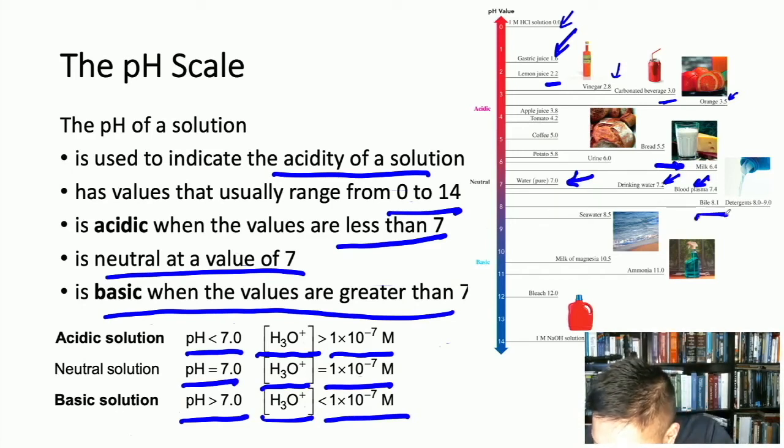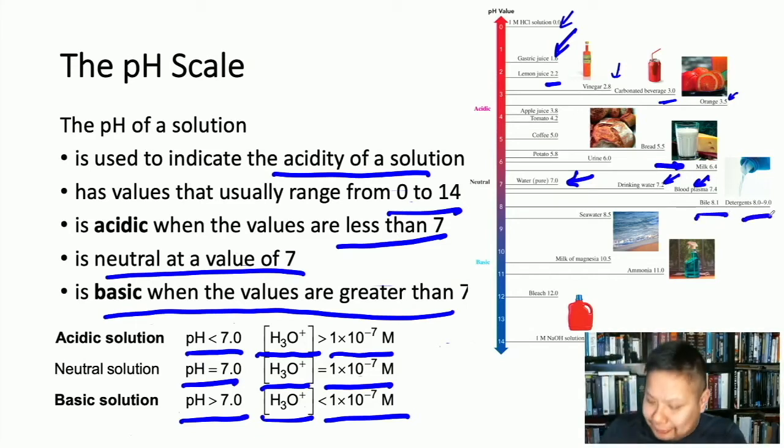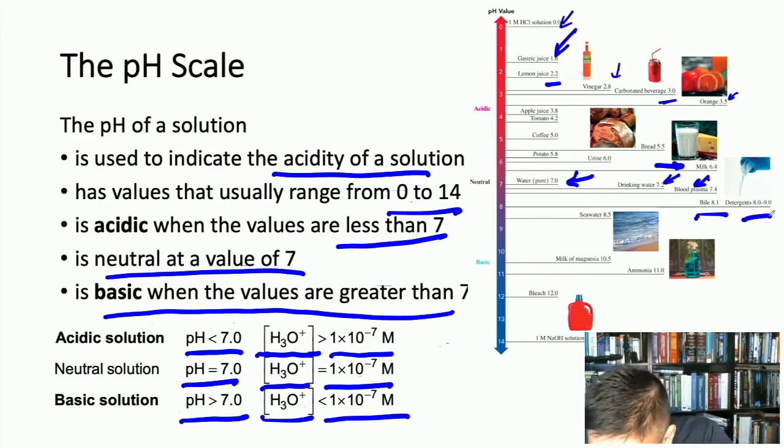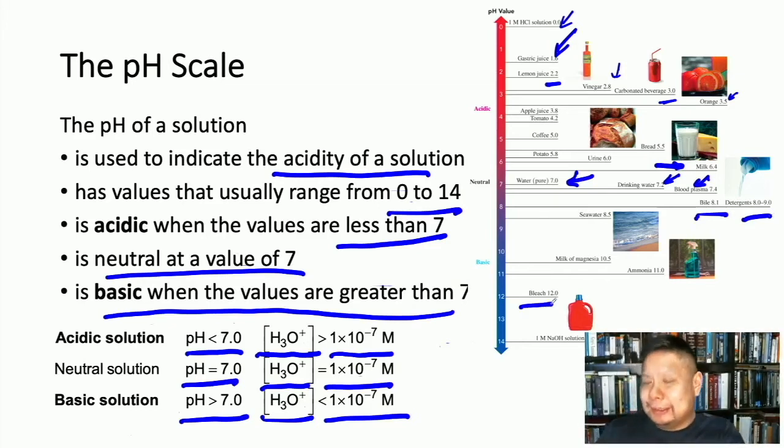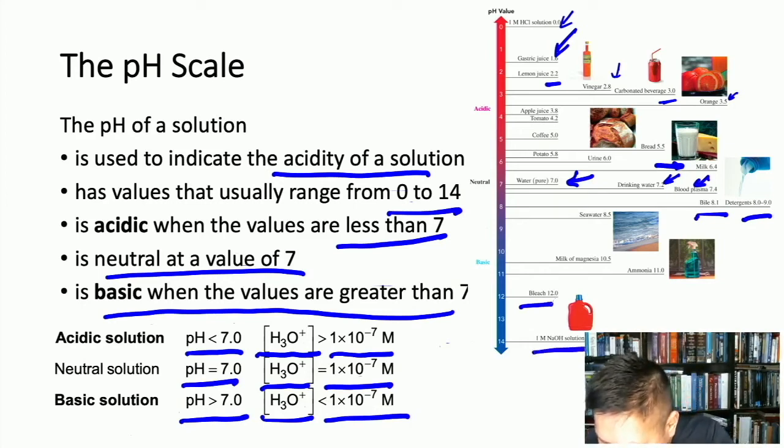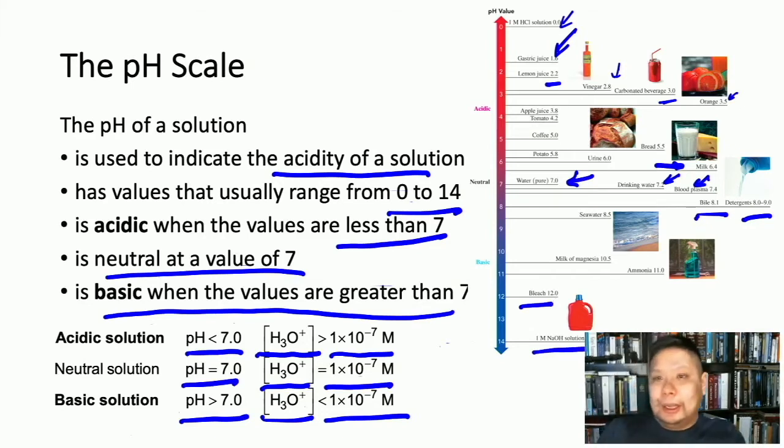Bile from your liver 8.1. Detergents are between 8 and 9. And then bleach, which is sodium hypochlorite, is at 12 pH. That's pretty basic. But the most basic is sodium hydroxide at 14. And I think the common name for sodium hydroxide is lye.